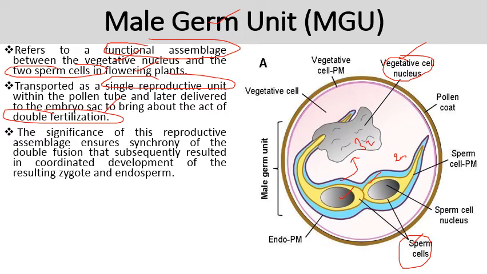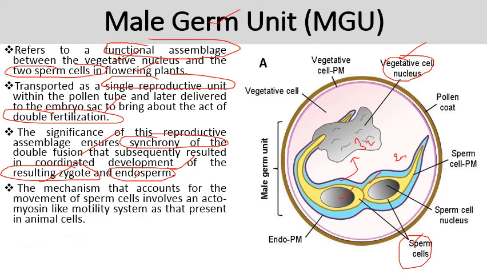The significance of this reproductive assemblage is that it ensures synchrony of the double fusion that subsequently results in the coordinated development of zygote and endosperm. So इसका जो benefit है, significance है, वो है synchronized formation of this endosperm as well as zygote. The mechanism that accounts for the movement of sperm cells involves an actomyosin-like motility system as that is present in animal cells. So एक actomyosin-like motility system present होता है उसी की तरह जैसा कि animals में है. So that mechanism accounts for the movement of sperm cells.